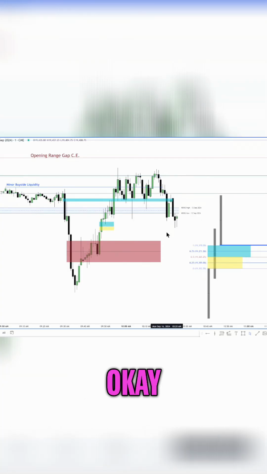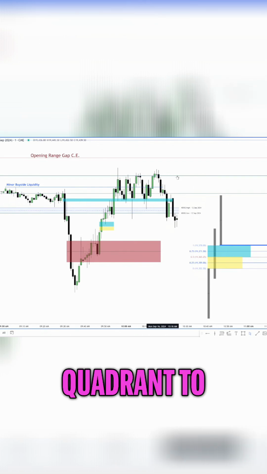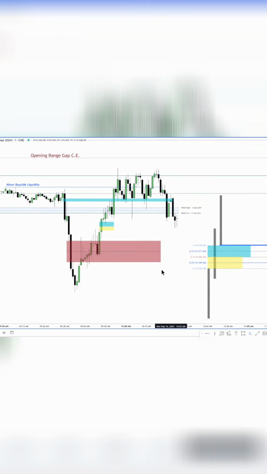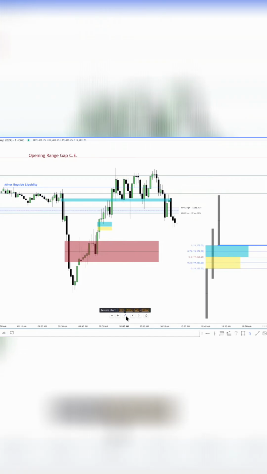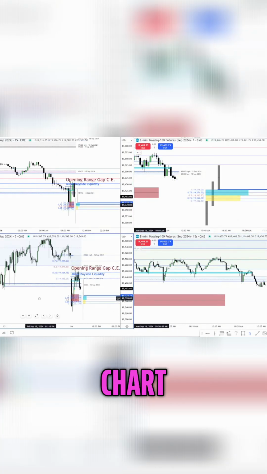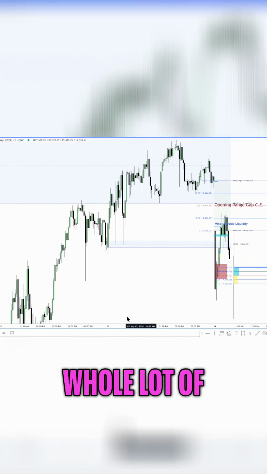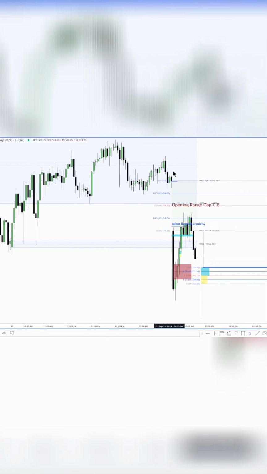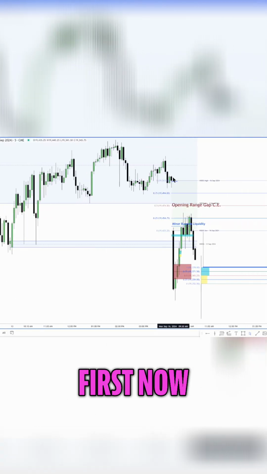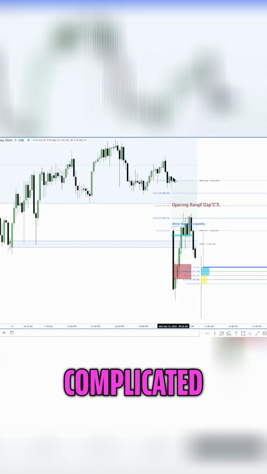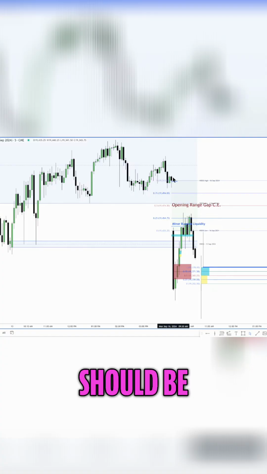Okay. So this is also the lower quadrant to the opening range gap. And let's go down to the 5-minute chart real quick, and I'll pull this up. I'll show you what I mean by that. It seems like a whole lot of juggling, but I promise you, it's just because you're first now learning it. Once you do it a few times and you make it a general practice every single day, you're doing the same stuff, you'll see it's not hard, it's not complicated. And you'll know what to look for and what you should be focusing on.